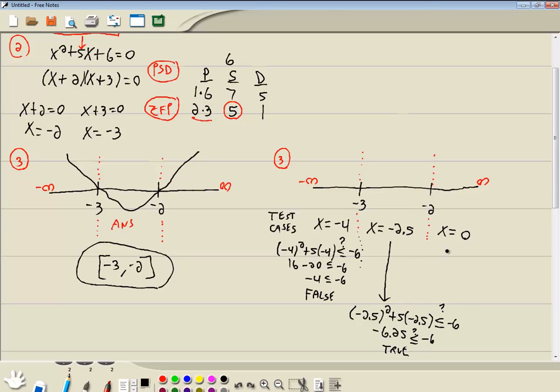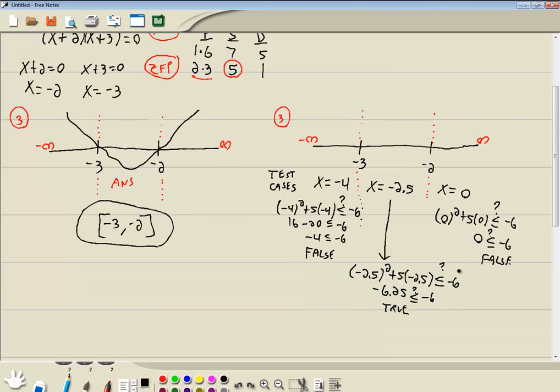And then we plug in this last test case here. We put 0 in for the x into our original inequality. So I got 0 squared plus 5 times 0, and we're wondering if that's less than or equal to negative 6. 0 squared is 0, 5 times 0 is 0, 0 plus 0 is 0. So the question is is 0 less than or equal to negative 6? No, this is false. So the only place where it's true is between negative 3 and negative 2.